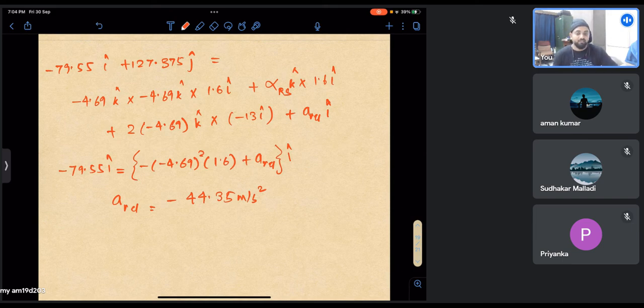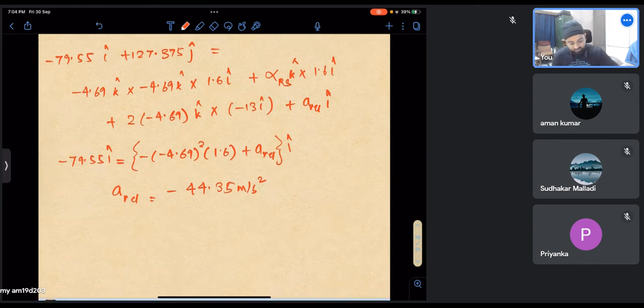So the direction which we have considered needs to be reversed. So this is not the magnitude. This is the value we are getting. So AREL, our vector, is actually minus 44.35 I cap.